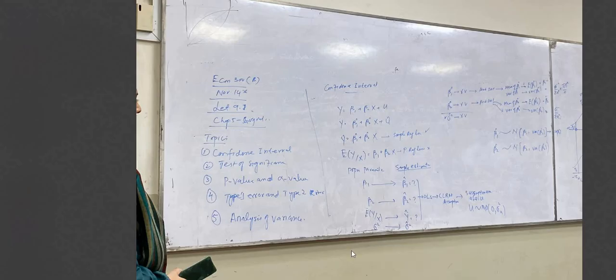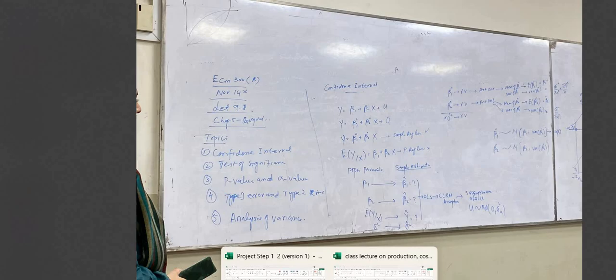I'm making this video to cover some of the topics which were left in the class. If I go back to the content we covered in the class, I have this screenshot of the classwork board. You can see that we had confidence interval discussion, testing of significance, p-value and alpha value, type 1 error and type 2 error. So what was left? Analysis of variance. Practically, I'll do analysis of variance. So let's come back to the board.